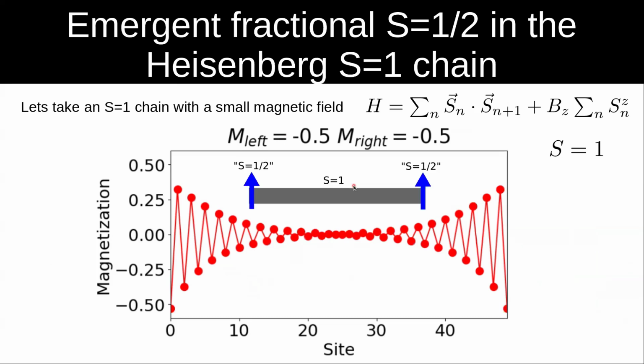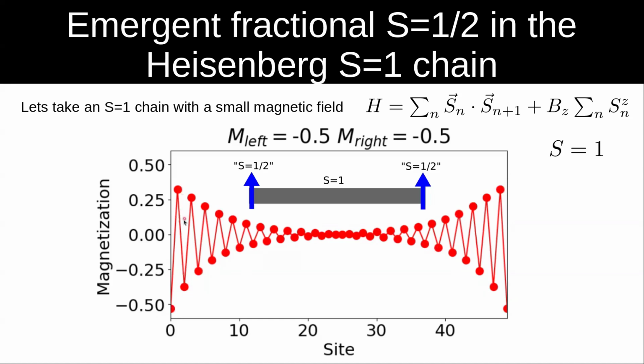We can do something similar with the spin 1 Heisenberg model. So now instead of considering s equal to 1/2, we are going to consider s equal to 1. And what we are going to do here is apply a relatively small magnetic field, something on the order of 0.05. When you do that and you just look at the magnetization in real space, what you actually observe is that the magnetization is strongly localized on the two corners of the system, on the two edges of the system. So you have magnetization on the left and you have magnetization on the right.